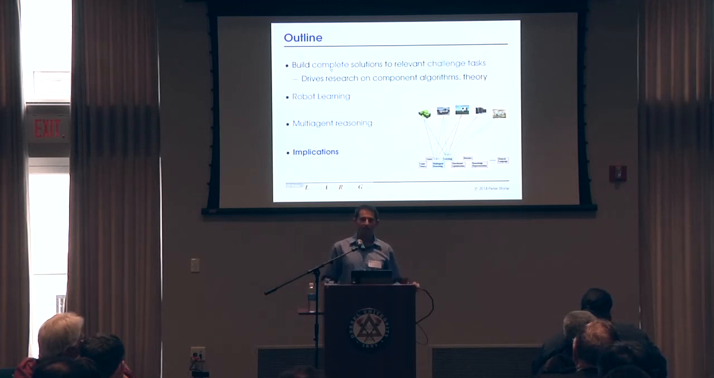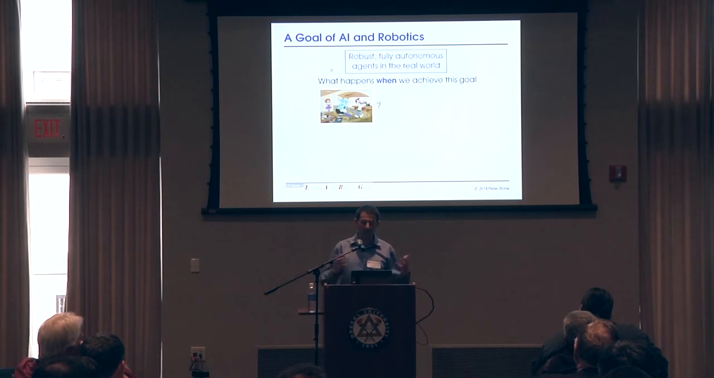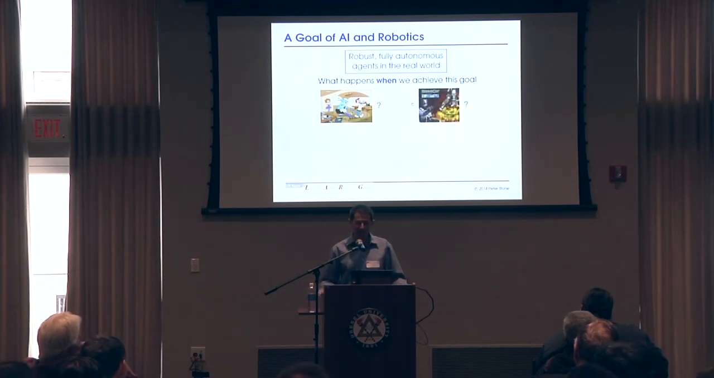But I can't finish a talk like this without at least one slide on the implications. I've said the long-term goal is to create robust, fully autonomous agents in the real world. And I think it's important that we also ask what happens when we achieve this goal, or if we achieve this goal. There have been some utopian views, like the Jetsons, but of course Hollywood has often had a different perspective.